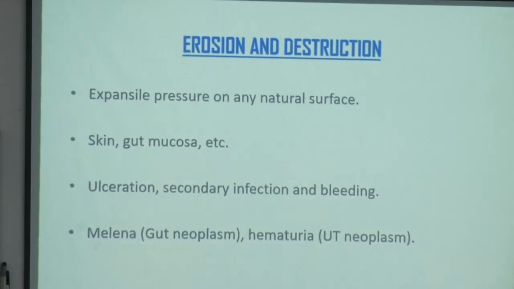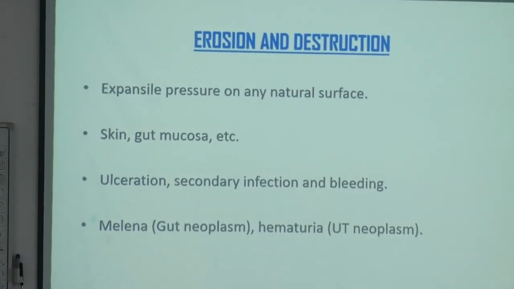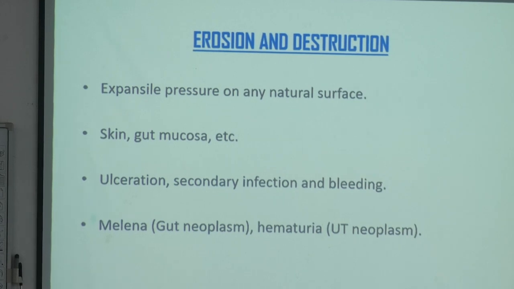Coming to the next, pressure effects, the erosion and destruction. Just remember this heading. If you remember this heading, it's very important. For example, expansile pressure of any tumor. It can be skin, it can be the gut where the tumor is, so it literally penetrates the surface and spreads far and wide, which can cause ulceration and secondary infection. That's clear, I think you can get it.